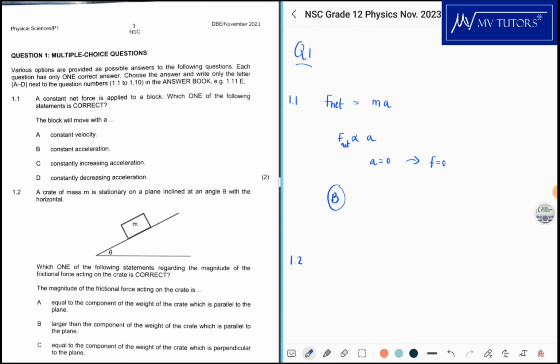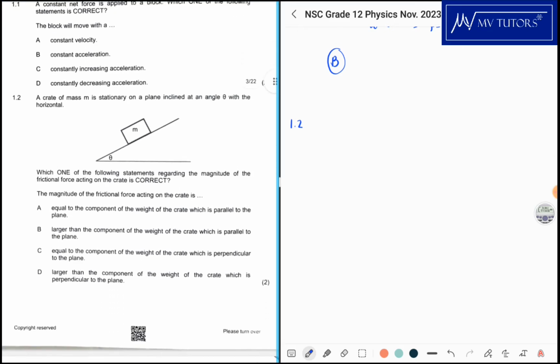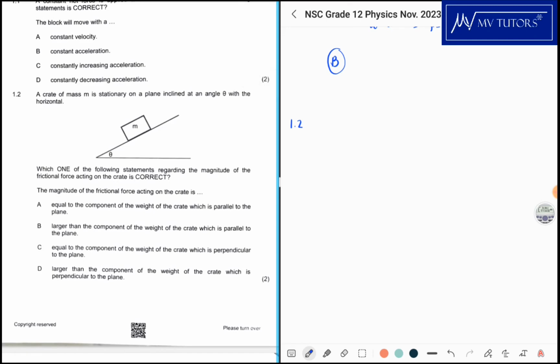1.2, a crate of mass m is stationary on a plane inclined at an angle theta with the horizontal. I am already in a mode of drawing the forces around it, but anyway, let's read the question. Which one of the following statements regarding the magnitude of the frictional force acting on the crate is correct? Before we look at the options, can we just draw a free body diagram so that we can see what forces are acting on it?